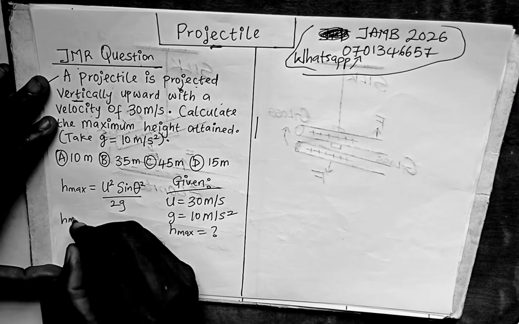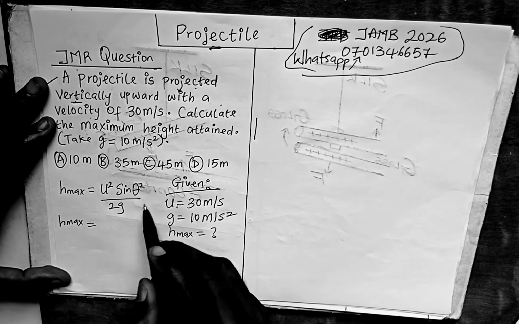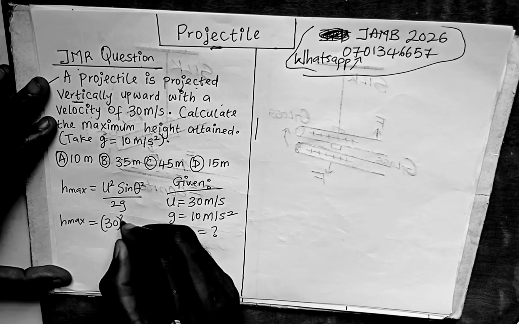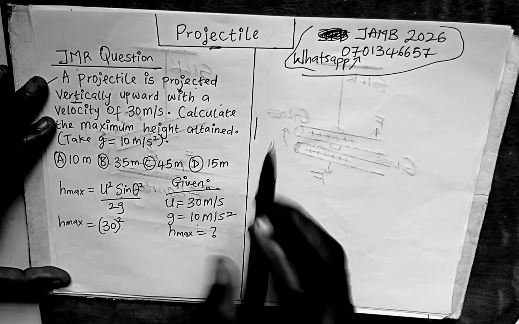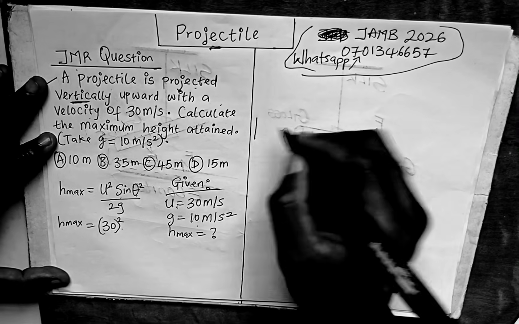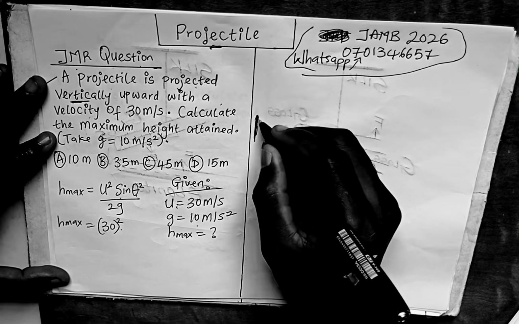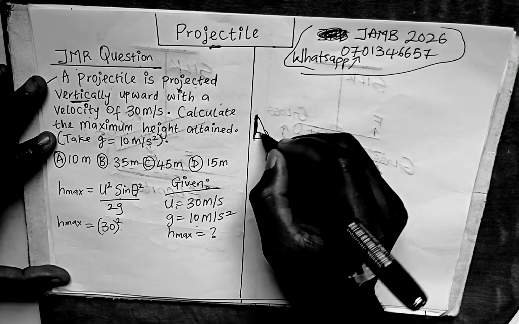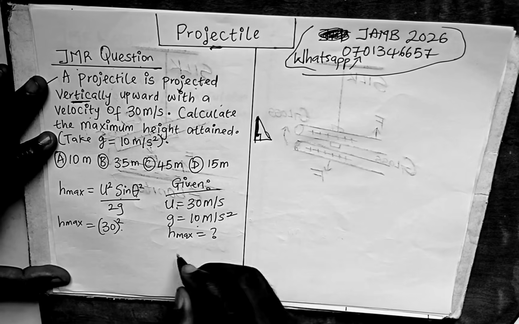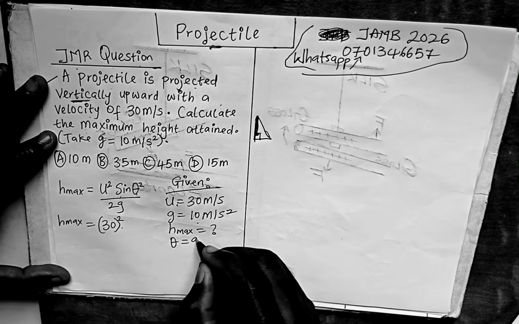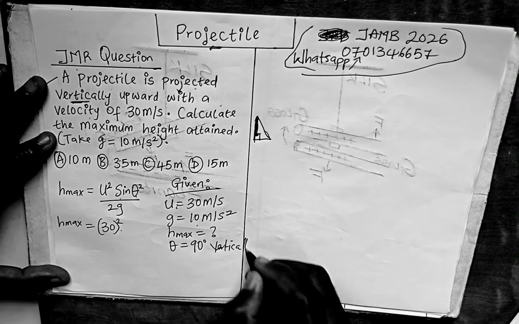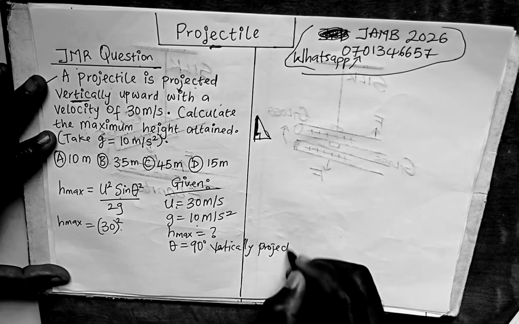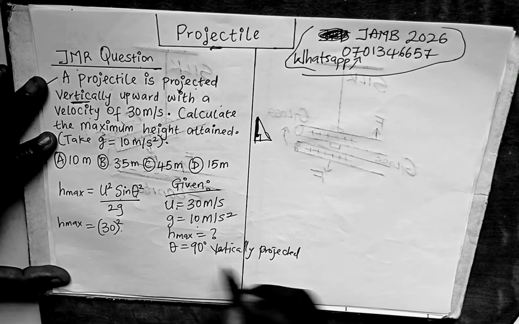So h max is equal to: what's our initial velocity? 30, in brackets, 30 squared, times sine theta. They didn't give us theta, but they said it was projected vertically upward. What is the vertical angle? This straight angle is 90 degrees. So our theta is equal to 90 degrees, because it's vertically projected.